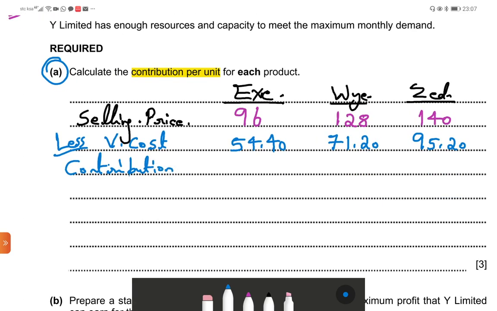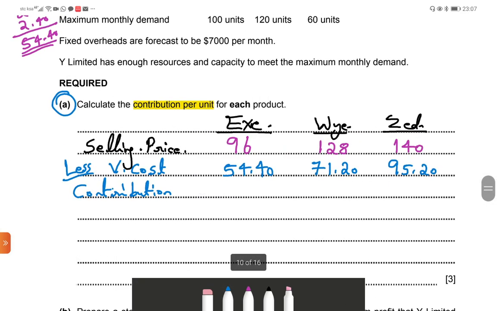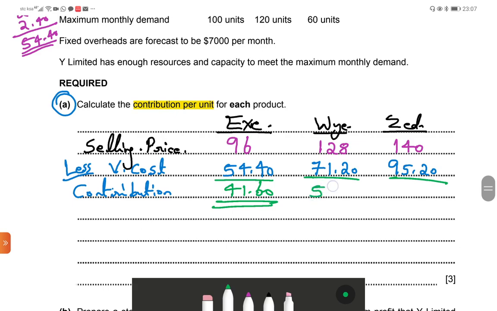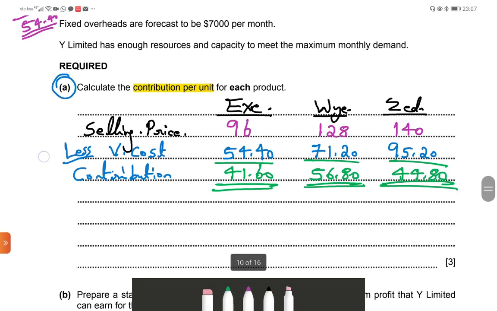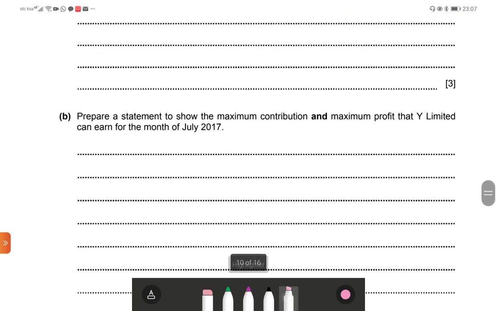Contribution. X 41.60, Y 56.80, then 140 minus 95.20 is equal to 44.80. So X, Y, Z done. Next question.